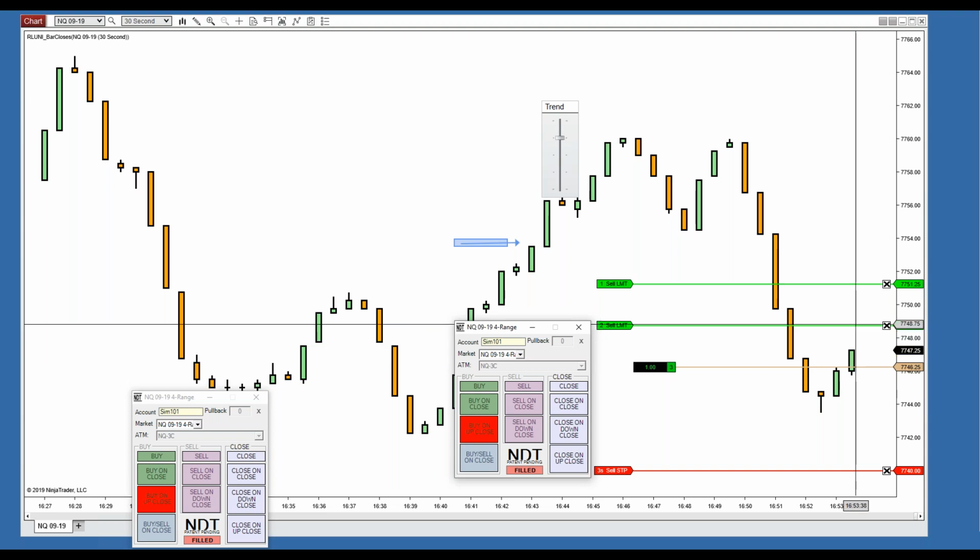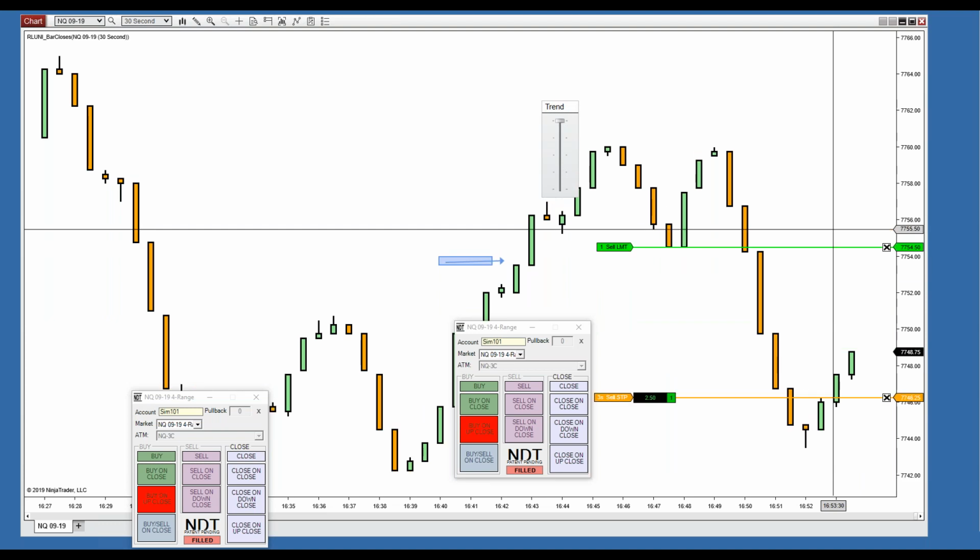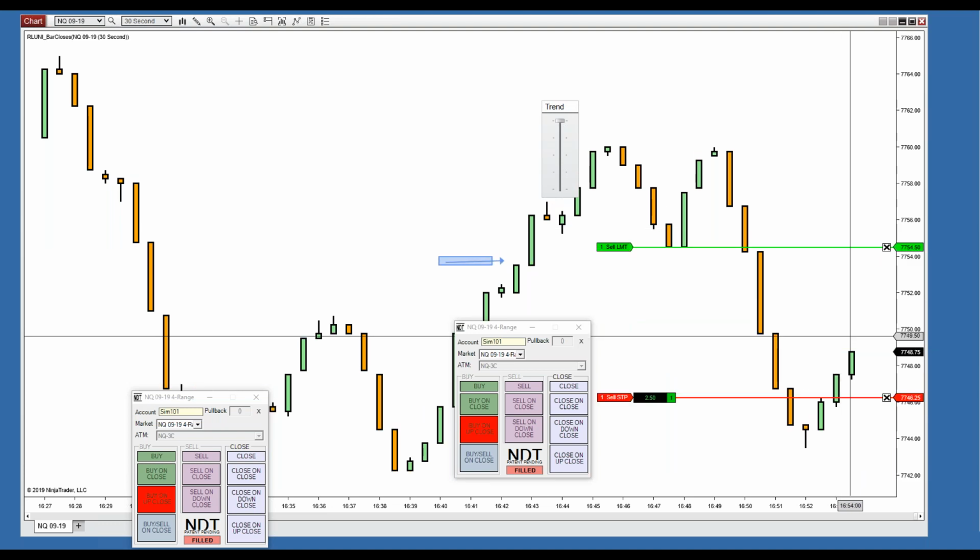And again, you can manage it using this tool. You can continue with the market going up. Let's take our second target, move it all the way up here. As long as it keeps closing to the upside, you continue to make money.